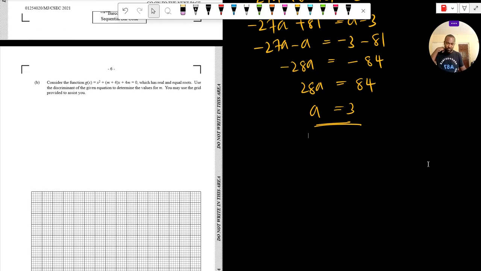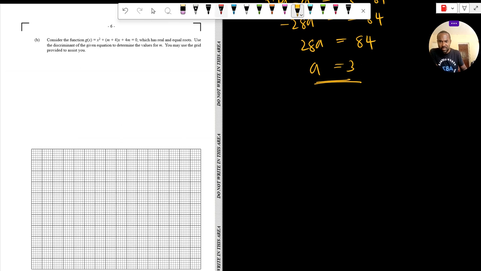Now let's move on to part B. Now, part B says, once again, we must ensure to read the question properly. So read the question at least twice before you start to answer or before you attempt to respond to what is being asked. So consider the function g of x equals x squared plus m plus 4 times x plus 4m equals 0, which has real and equal roots. So we're told it has real and equal roots.